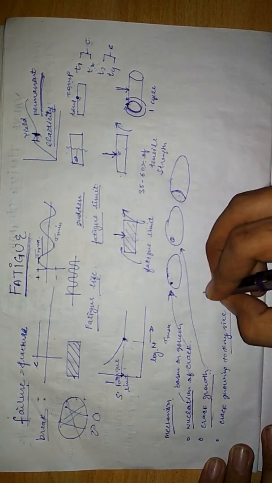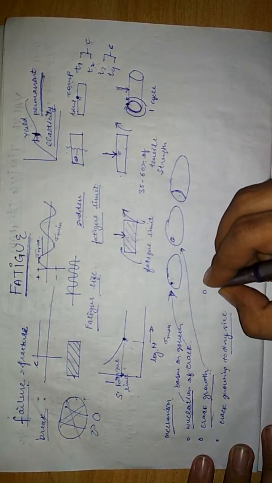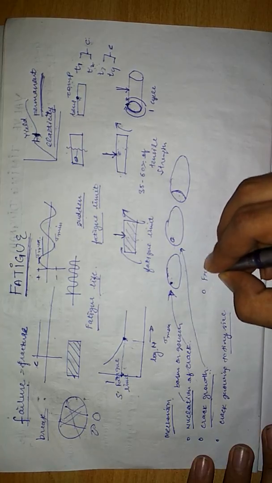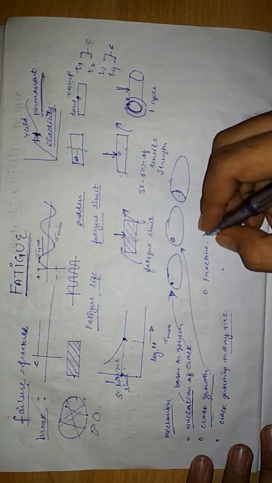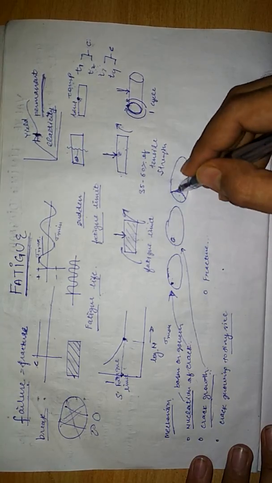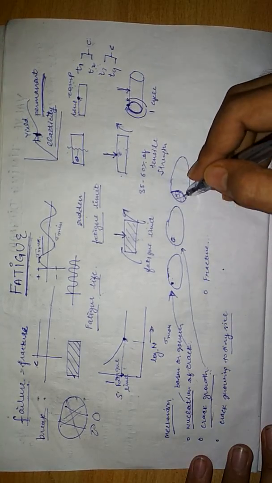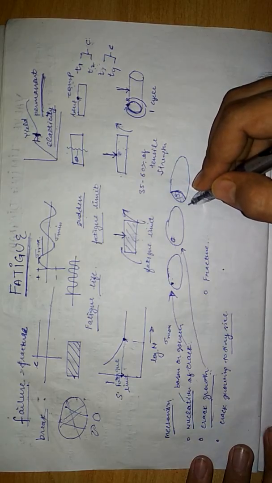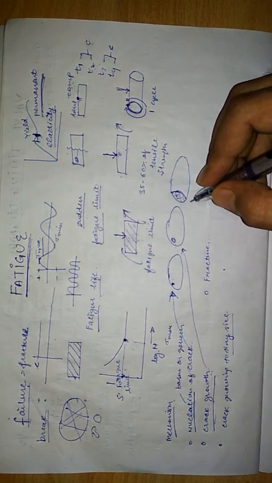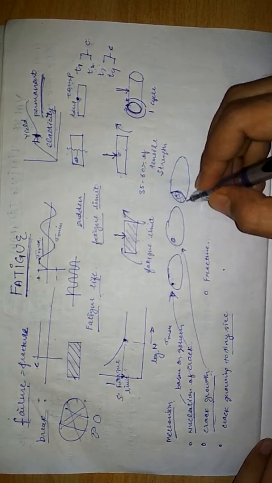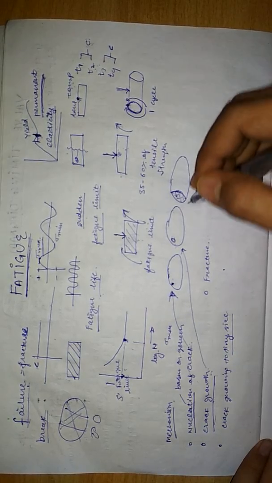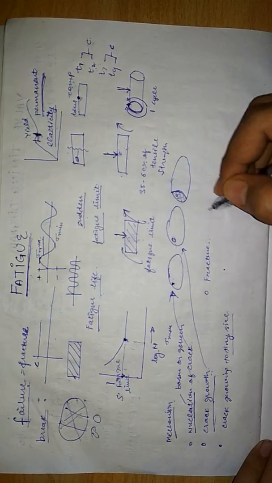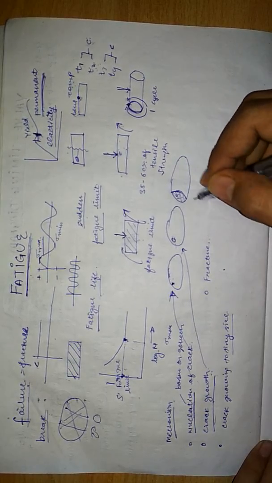And the fourth step of this mechanism is the fracture. What happens in this fracture? When the crack reaches some critical size, or when the crack propagates to some critical length, the resultant is a reduced cross-sectional area of the material, and thus stress concentration takes place, which results in the breakage of the material.